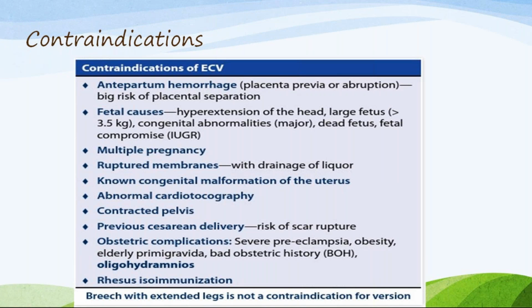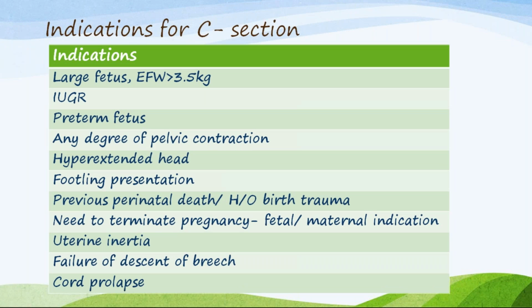Rupture of membranes can occur. With congenital malformation there may be a problem, and if the uterus is not relaxed well, do not try all these things. Previous cesarean, I already told you. Isoimmunized baby, fetal depression also, and bad obstetric history. Remember bad obstetric history: never go for a straightforward delivery, go for cesarean delivery.